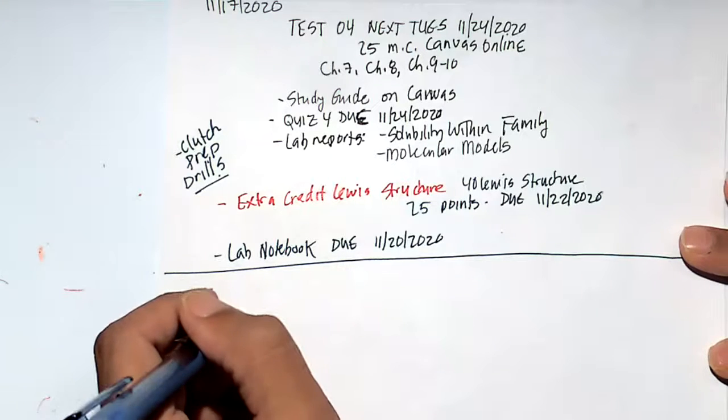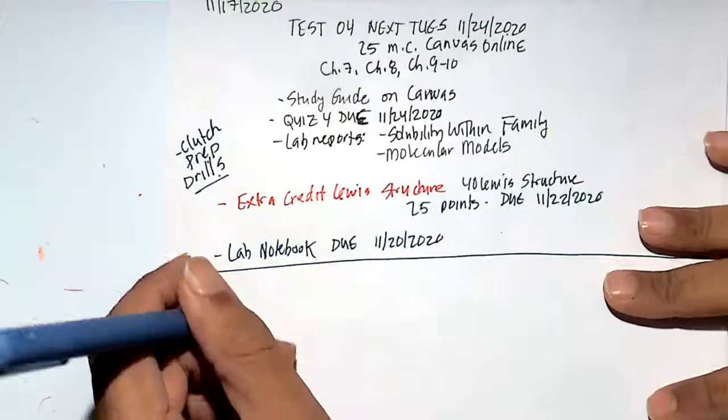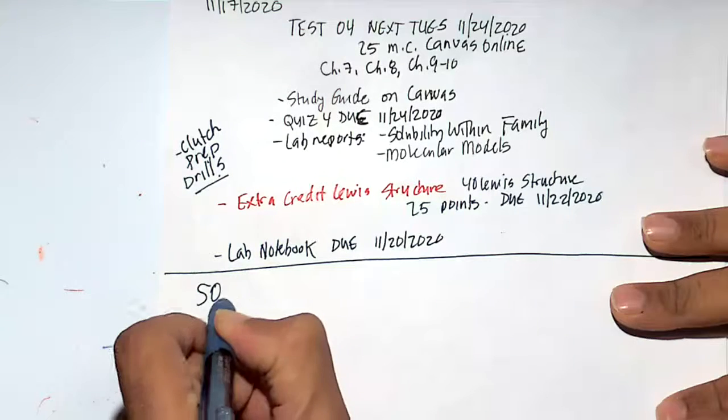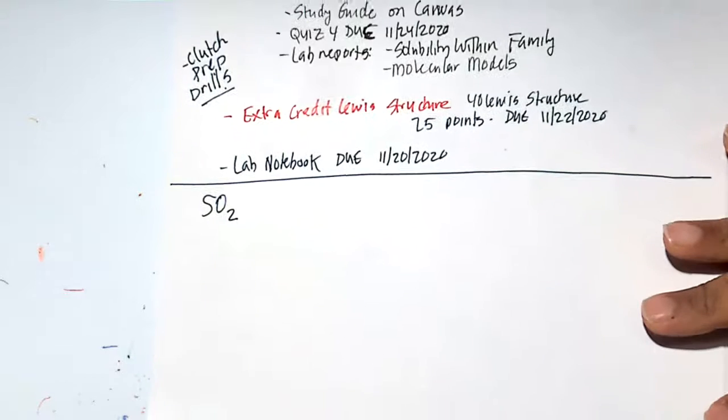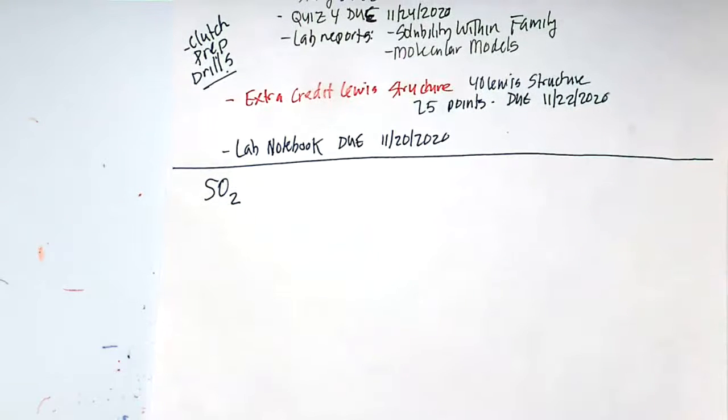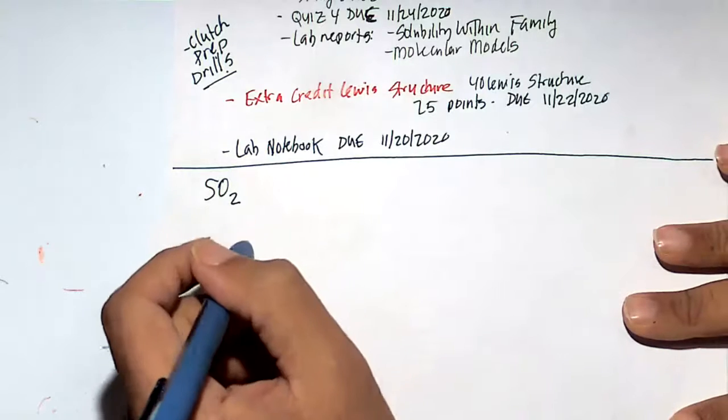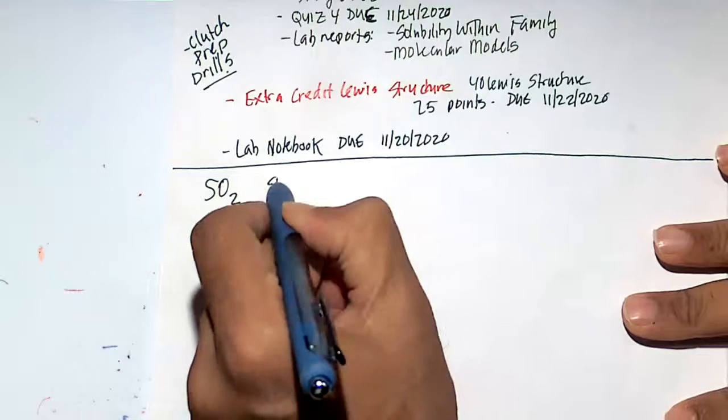All right, let's go over a couple more Lewis structure problems. I want to go over SO2 with you guys. This is a molecule known as sulfur dioxide.